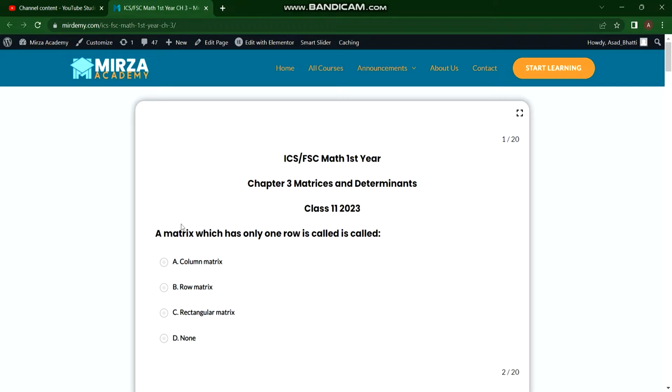So let's start. Here is the first MCQ: a matrix which has only one row is always called a row matrix, and a matrix which has only one column is called a column matrix. The next MCQ is here.